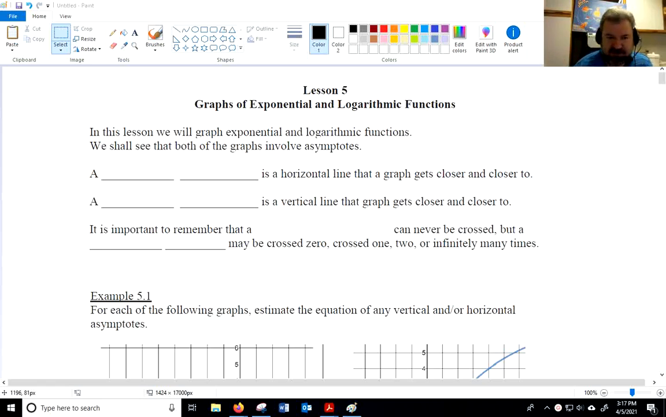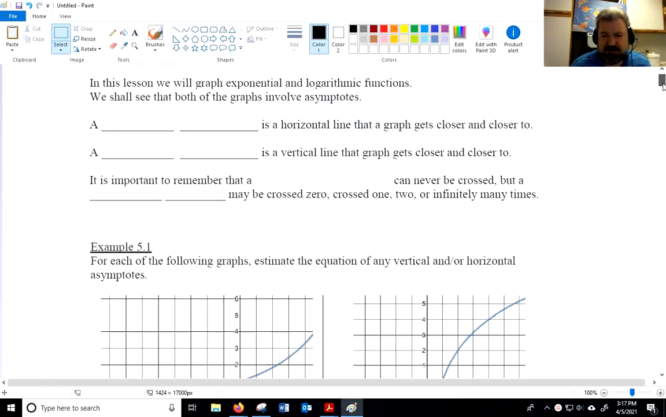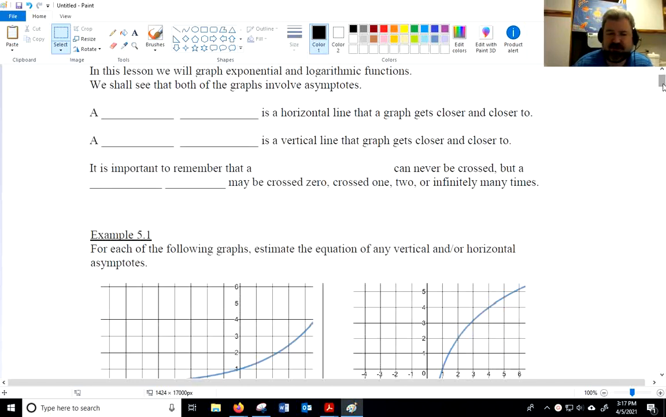Okay, so like I said, today we're going to be graphing exponential and logarithmic functions, and we're going to see that both of them have asymptotes. There are two very important kinds of asymptotes that we'll be talking about today. One is called a horizontal asymptote, and the other one is a vertical one. Basically, you can imagine the difference. One goes up and down, the vertical one that is, and the horizontal goes left and right.